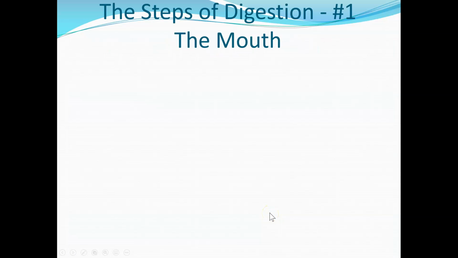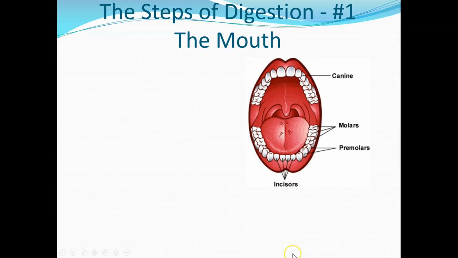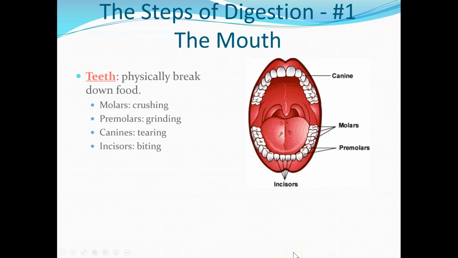And then finally, elimination, in which the undigested food, whatever's not needed by our body, is not processed, and it leaves the system in the form of feces via the anus. So, steps of digestion, the first.